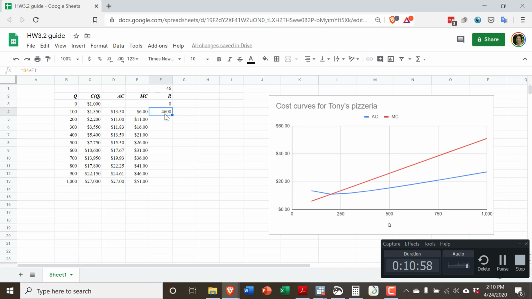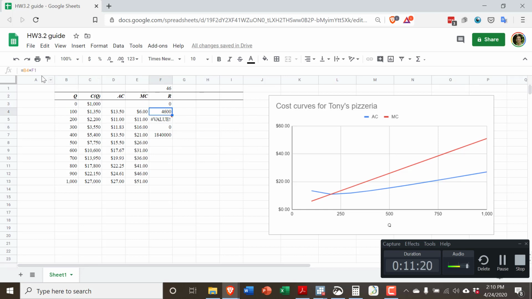If you want to be able to drag something like this down, if you just drag this down, it's not going to work. And the reason for that is the spreadsheet is going to think that as you're dragging it down, you wanted this first one, 100 times 46, but then the next one, they think you want 200 times R, which they don't understand what that means.